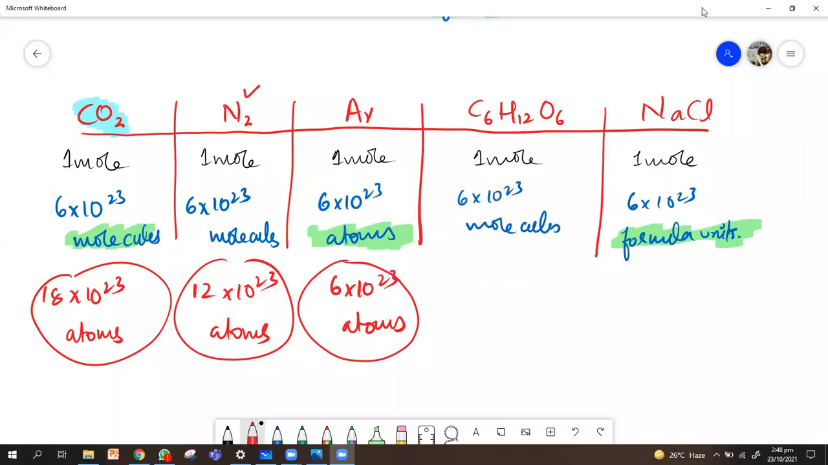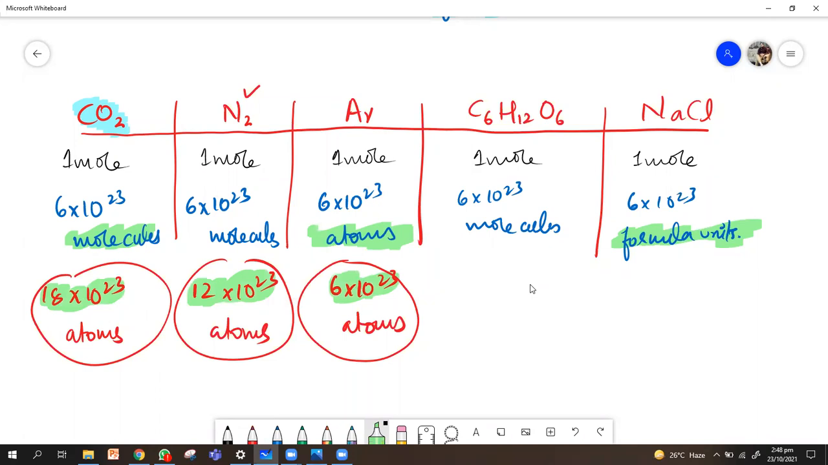As we were discussing, class, CO2 has 6 × 10²³ molecules. So that would have 18 × 10²³ atoms, which is different from 12 × 10²³ atoms, which is different from 6 × 10²³ atoms. So you see, the point is there is a difference.